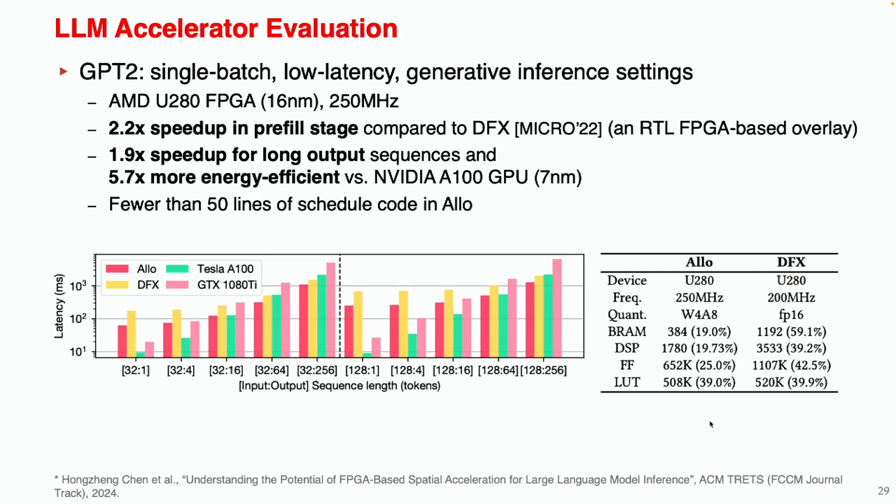And compared to the previous overlay design DFX written in Verilog, we can achieve 2.2x speedup in the prefill stage. Even compared to the A100 GPU with a more advanced 7 nanometer process, our accelerator can still achieve better performance and much higher energy efficiency for long output sequences. And most importantly, we can achieve this performance in Allo with less than 50 lines of schedule code. This is the first instance of leveraging a high-level programming language to design a high-performance LLM accelerator. And we are currently extending to support the latest models and devices.